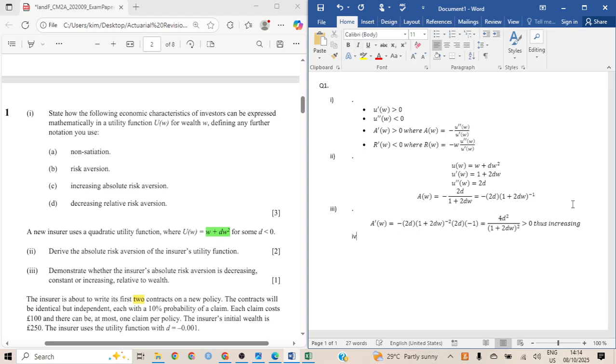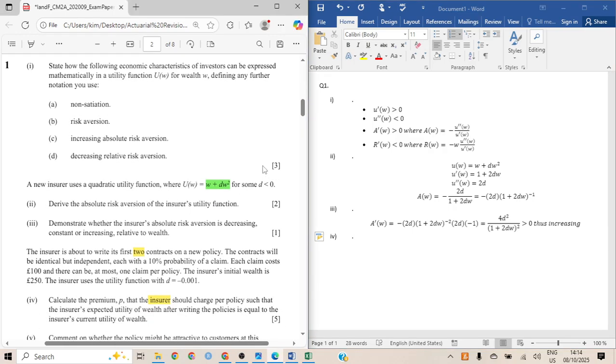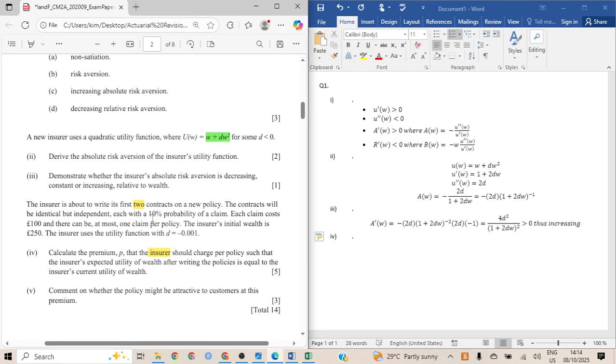Now to the main part of this question, which has the most marks. But so far we have 6 marks, which is good. The insurer is about to write its first 2 contracts. That's 2 contracts, keep note of that. The contracts will be identical and independent, each with a 10% probability of a claim. Each claim costs 100, and there can be at most 1 claim per policy. Very important. The insurer's initial wealth is 250. The insurer uses the utility function with D.